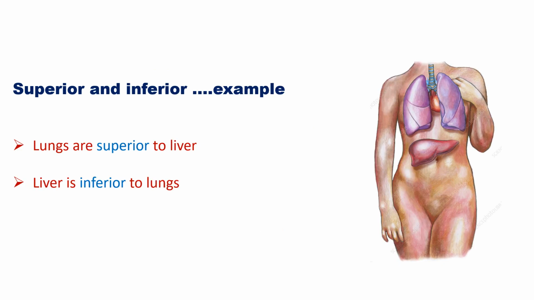Example of superior and inferior. This is the right lung and that is the left lung. Between the lungs, the heart is present. This is the trachea, and below these structures, the liver is present. As you can see, lungs are present toward the upper side, so lungs are superior as compared to the liver, and the liver is present toward the lower side, so the liver is inferior as compared to the lungs.